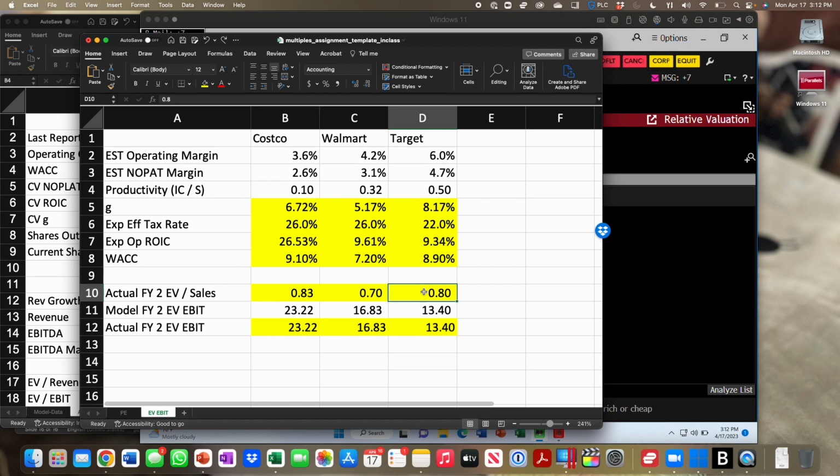So yes, the bias is that margin drives EV to sales, EV to revenue, but that's assuming the productivities are the same. That's assuming the WACCs are the same. If those differentiate, those play into all of these analyses. That's what you would have had to explain. Those are the things that we need to do for the comparisons on 3 companies.